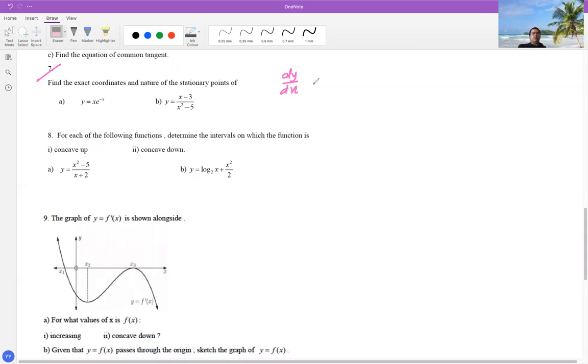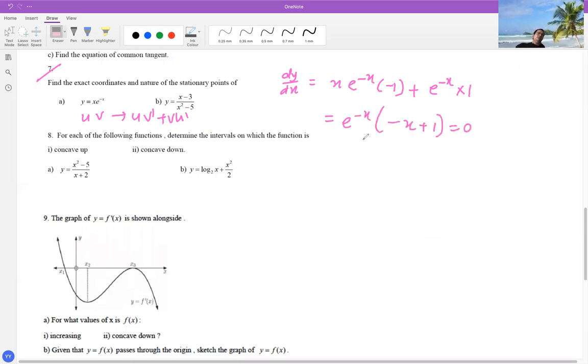So the first term will be x times e to the power negative x times -1, because that's the derivative of this, plus e to the power negative x times 1. So I applied the product rule, u and v, so it became u v dash plus v u dash. Then take e to the power negative x common: e to the power negative x times (negative x plus 1), equal to 0. So we got this as the derivative here.